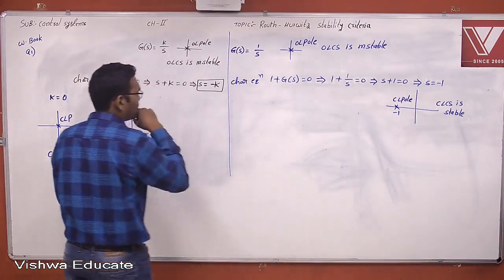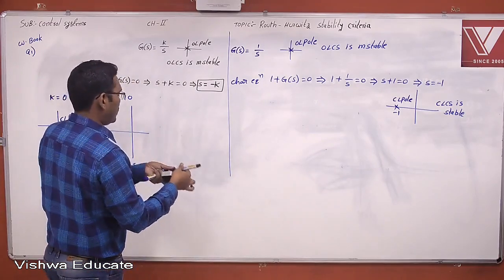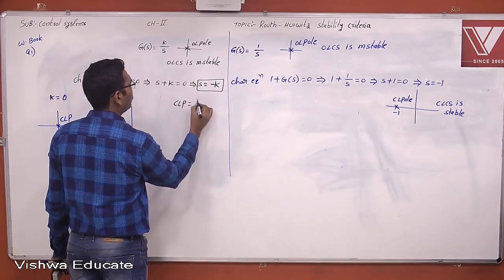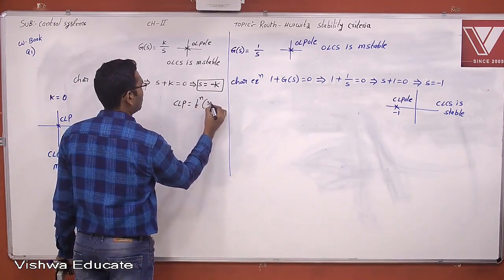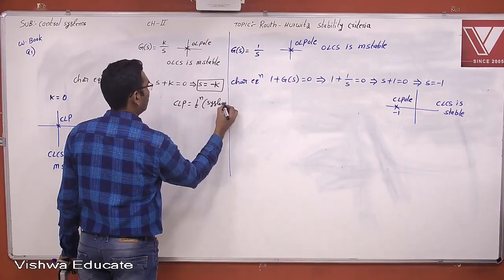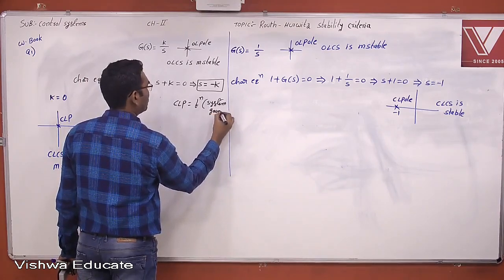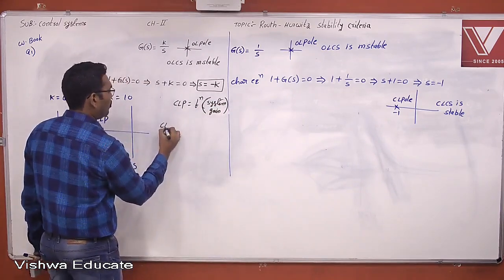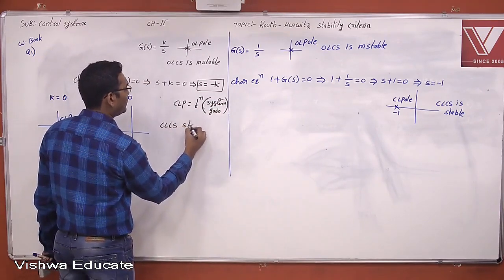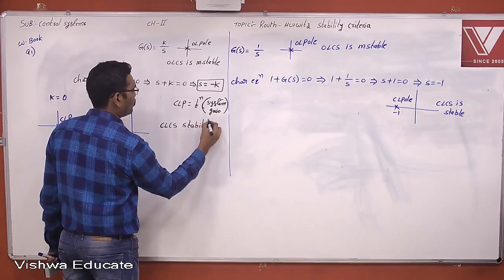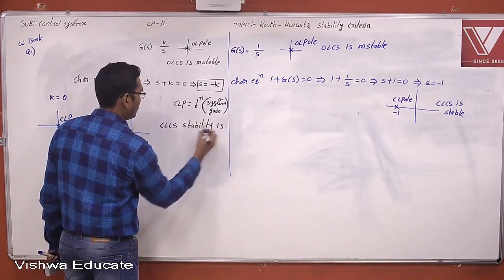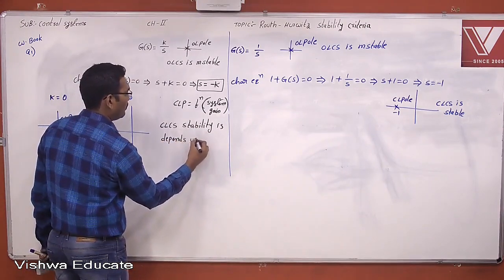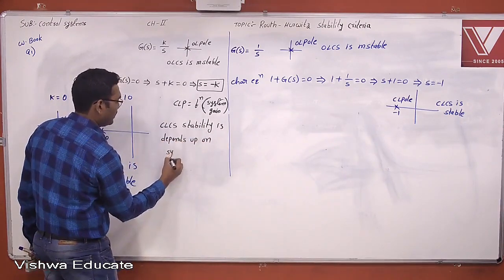A very simple question here. Now this is the closed loop pole, which is a function of system gain. Therefore, closed loop control system stability depends upon system gain k.